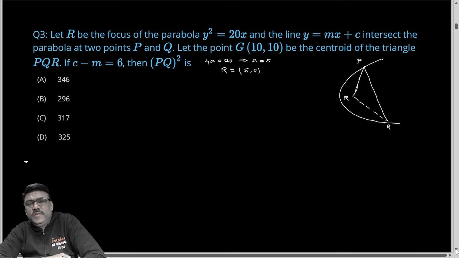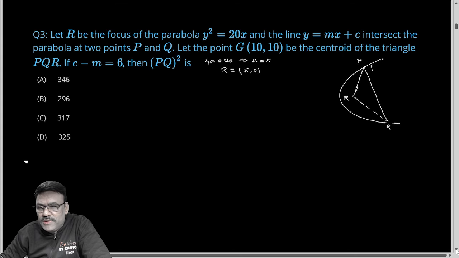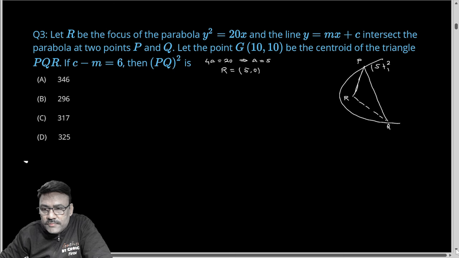One more thing, you know that any point on the parabola y square is equal to 4ax can be taken in the form at square comma 2at in parametric form. So I can choose this point P as, let's say, at1 square comma 2at1 and Q point as at2 square comma 2at2. So I'm taking this P point as 5t1 square, 2at1 means 10t1. Similarly, this Q point I'm taking as 5t2 square, 10t2. And this R point is already known. It is 5 comma 0.